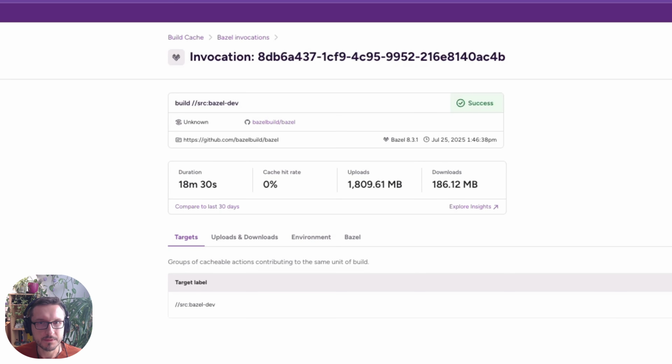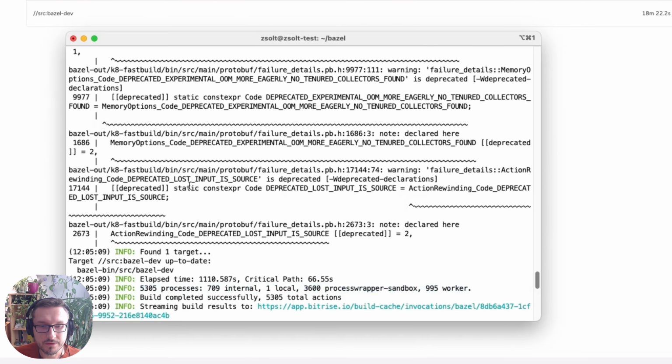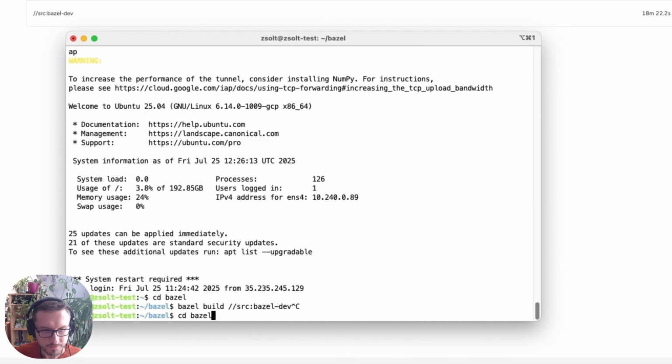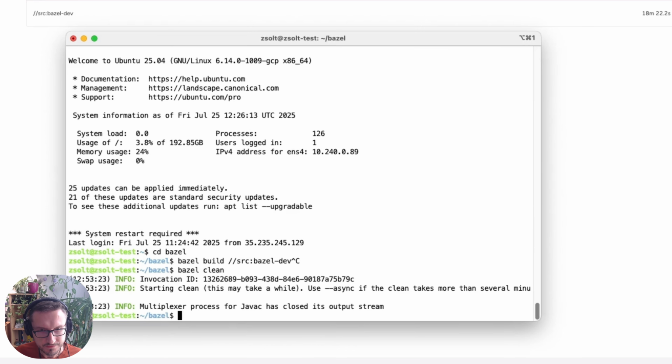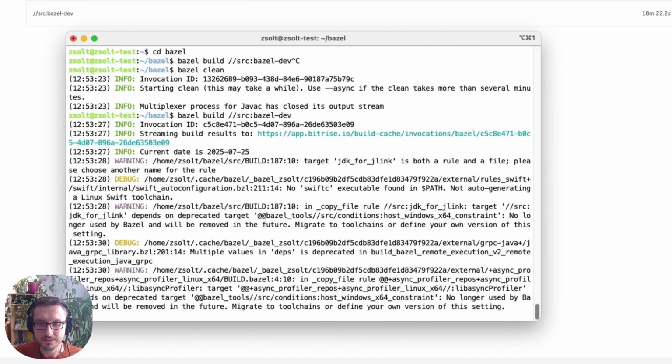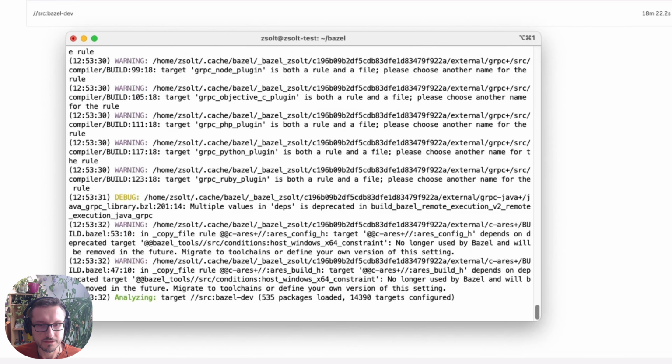You can see that it's pretty low, as this was just a warm-up build. But you can also see that it has uploaded a lot of objects for the next time. Now, if I rebuild this again, we can see how much is the cache hit rate after having cache hits. So let's clean. Now I have started the build, and let's wait until it finishes.